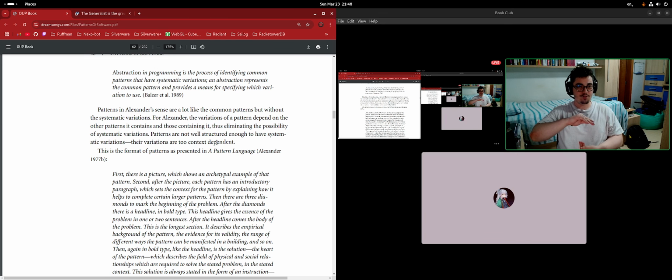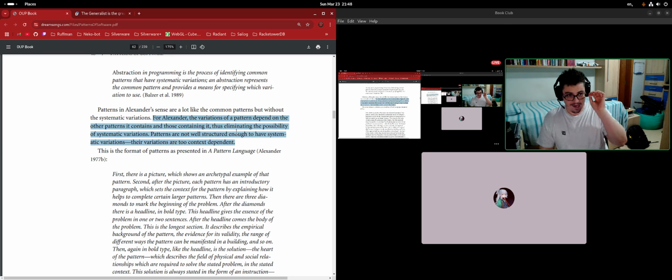It seems to me that non-systematic variations cannot be described by patterns. That's true. But if they are systematic enough, why can't they be described by patterns as well? Because in here it's in contrast, right? So Gabriel is saying that we cannot have systematic variations because of patterns. The variations of a pattern depend on the patterns it contains and those containing it, thus eliminating the possibility of systematic variations. But to me, that's not the case. If you have a variation that is systematic enough, then it becomes a pattern within itself.